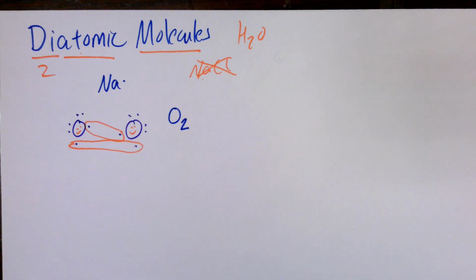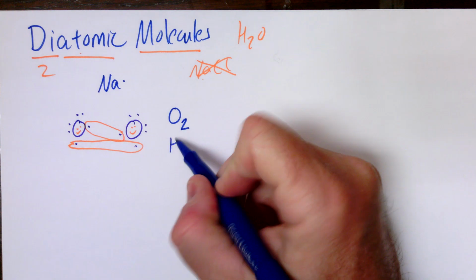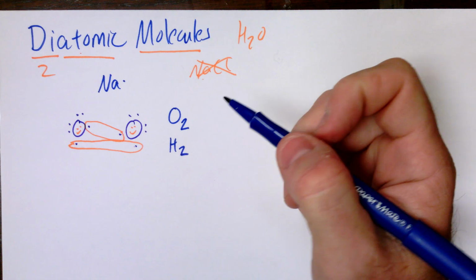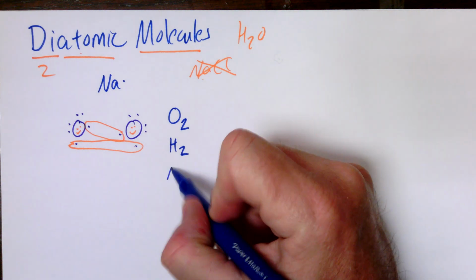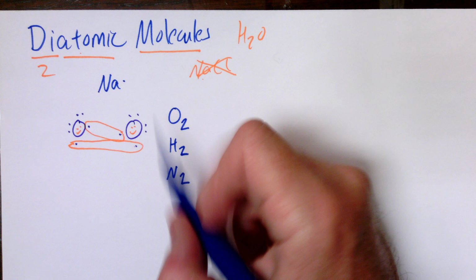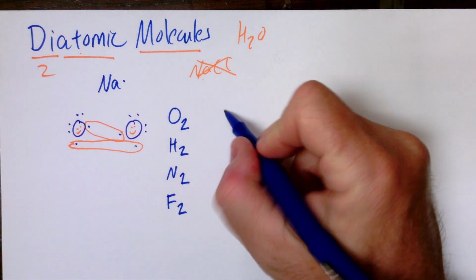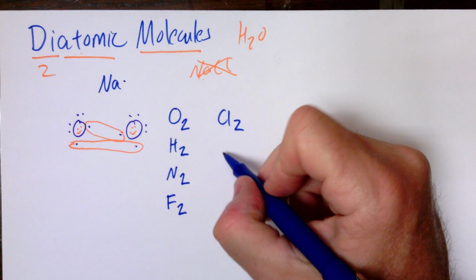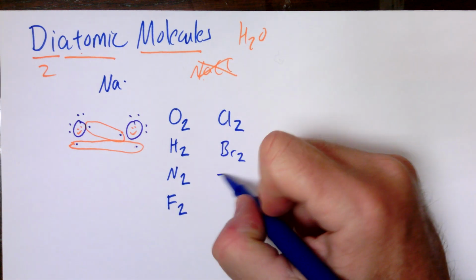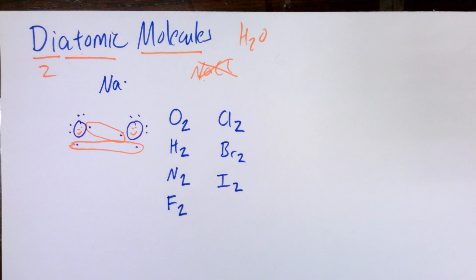And there are, I think, seven elements that do this naturally: hydrogen, oxygen, nitrogen, fluorine, chlorine, bromine, and iodine.